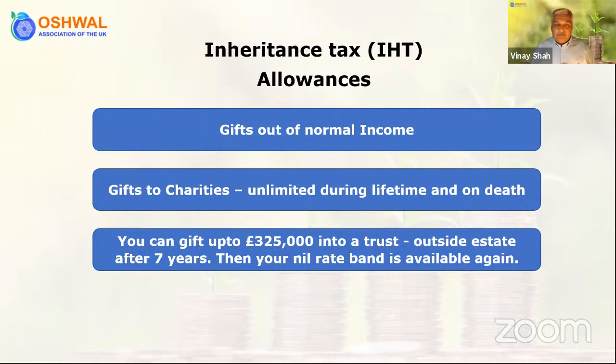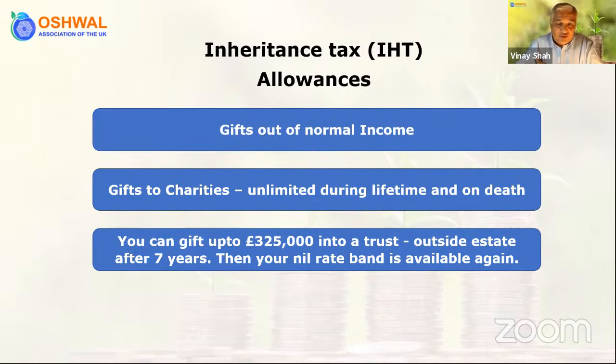The other good way of potentially saving some inheritance tax is that you can gift out of your normal income. What this means is if you have an amount of income and you have excess income over and above what you need for your expenses on a yearly basis, and you can do it on a consistent basis, then you can show that you don't need that money to live on, and you can give that to whoever you want as well.